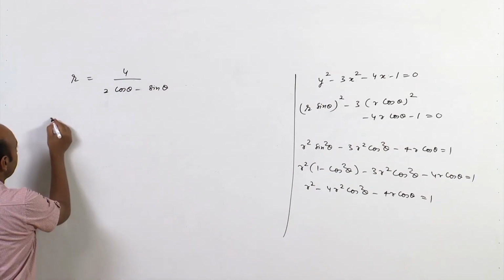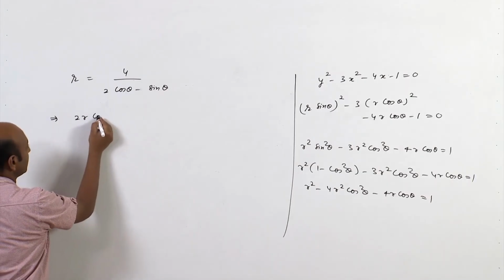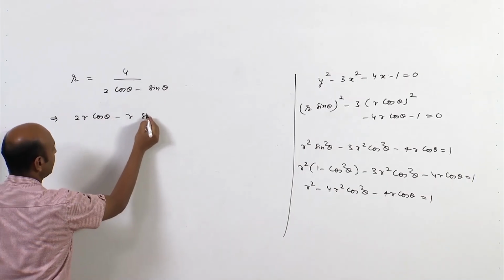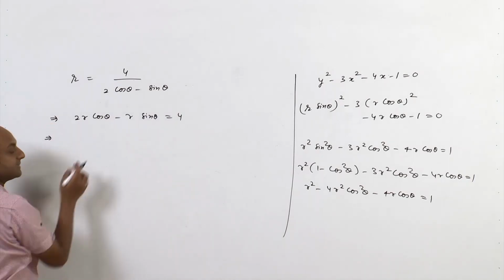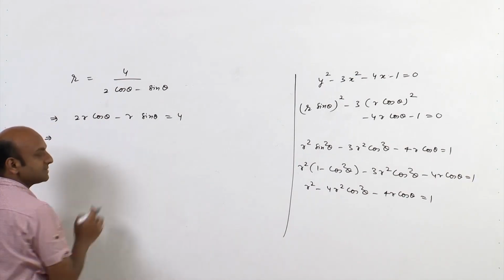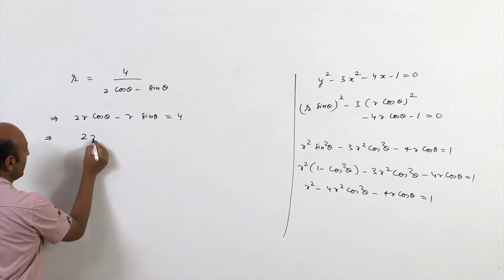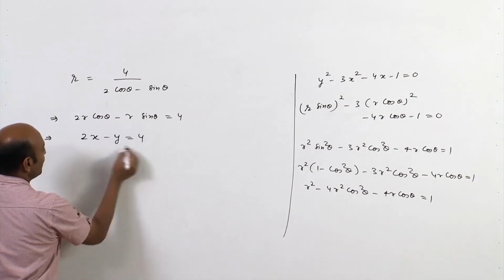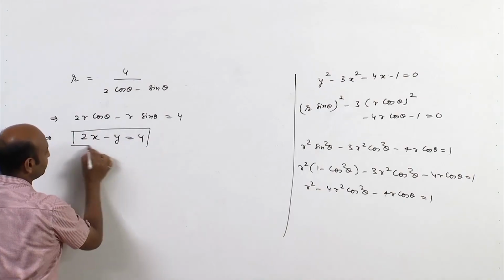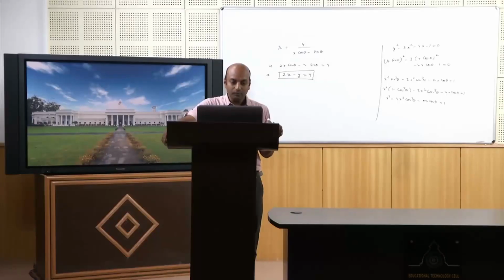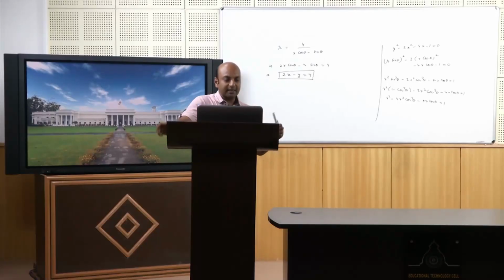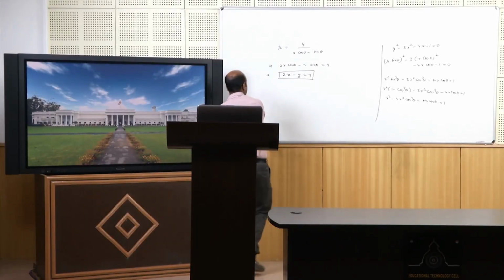So, this implies 2r cos theta minus r sin theta is equal to 4. Now, r cos theta is x and r sin theta is y. So, it is 2x minus y equal to 4. So, it is the equation of a line, okay, in Cartesian.